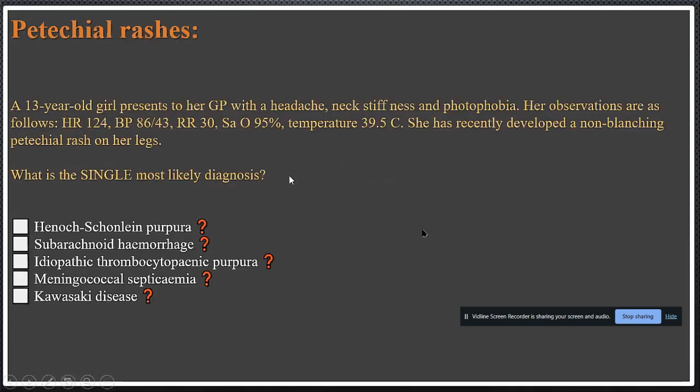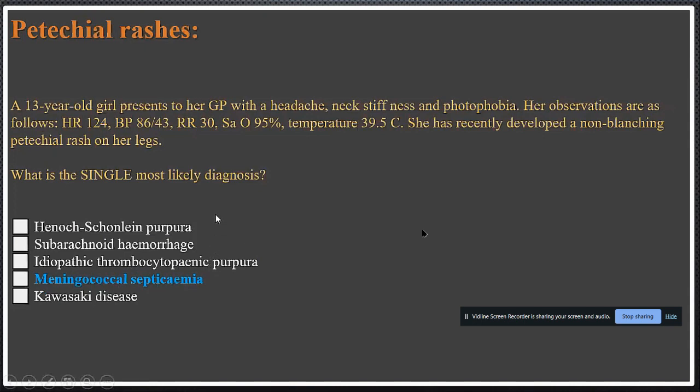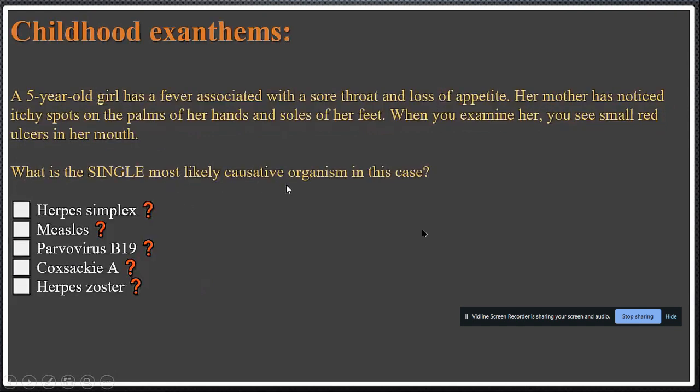Single most likely diagnosis. Meningococcal septicemia. Yes, so this purpura, or petechiae, or ecchymosis? Purpura. So meningococcal septicemia, the patient is in shock. Headache, neck stiffness, photophobia are signs of meningitis, but because of shock here, the patient has fever and shock, so it's meningococcal septicemia. Most likely causative organism.